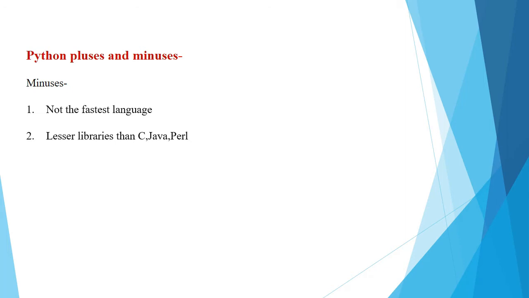Second, it has fewer libraries than C, Java, Perl, etc. Fewer libraries means that whenever you are using any programming language, there are certain sets of code which are already stored in the libraries. C, Java, Perl, all these languages have more efficient libraries. Many more functions are written in them and you can import those libraries, but compared to these programming languages, Python has fewer libraries. So it becomes a slight disadvantage of Python as compared to the other programming languages.